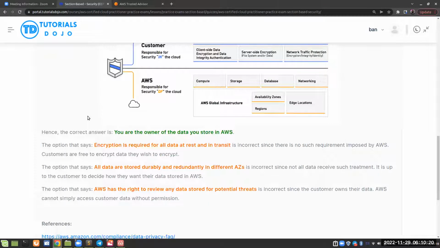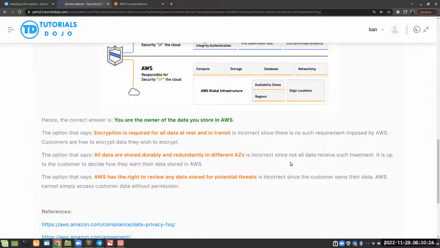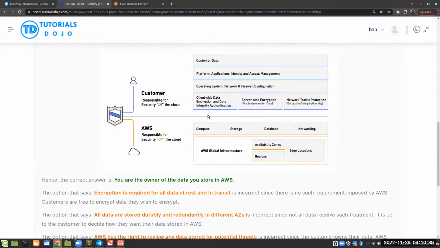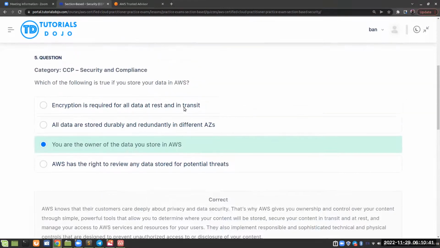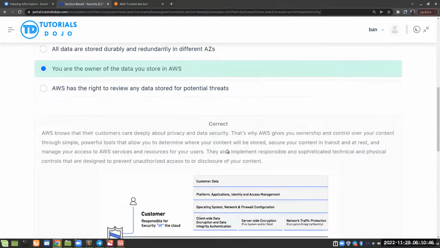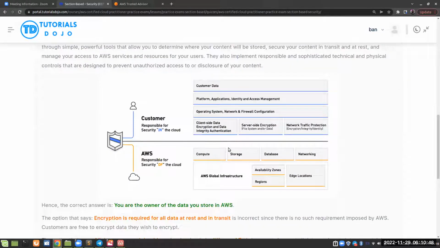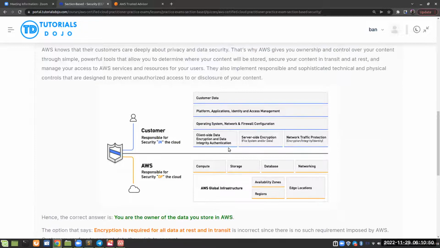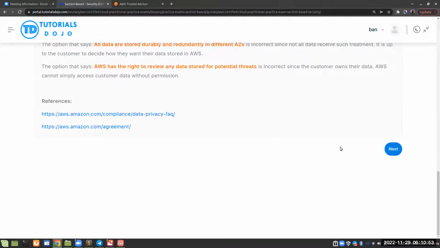I hope everyone gets that. And also for this one, it is always up to the customer to decide whether they want to use data in different AZs or in one AZ. Right, so that's what I covered there, and that has to do with security and compliance here. Does anyone have a question there?